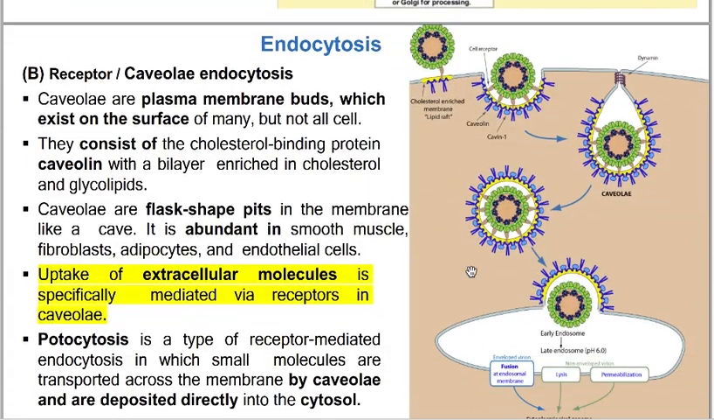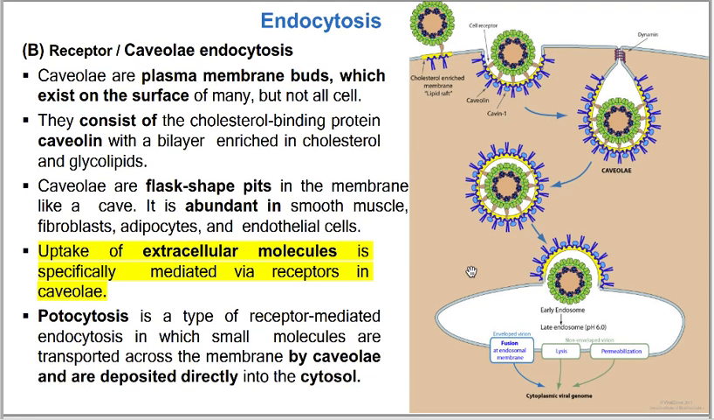Yes, sir. And now we are looking at another receptor mediated endocytosis. This is called caveole mediated. So why is it called caveole? Because it makes a cave like structure. Caveoles are basically plasma membrane buds which exist on the surface of many but not all cells.